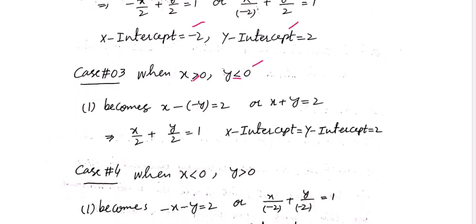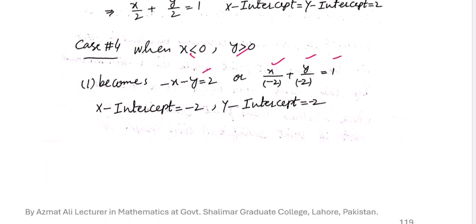Again, when your x is greater than or equal to 0, the first value will be x and the second value will be minus y. This becomes x plus y is equal to 2. By dividing on both sides by 2 to make it 1, we have x over 2 plus y over 2 is equal to 1. This gives x and y intercept equal to 2 here. Case number 4, when your x is less than or equal to 0, your y is greater than or equal to 0. This becomes minus x minus y is equal to 2, which can be written as x over minus 2 plus y over minus 2 is equal to 1. This gives x intercept minus 2 and y intercept minus 2 here.